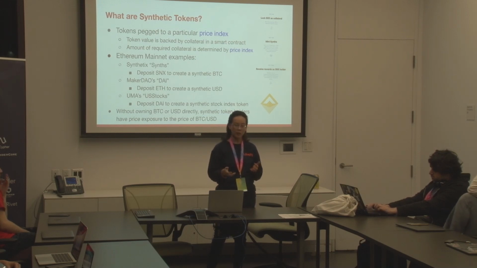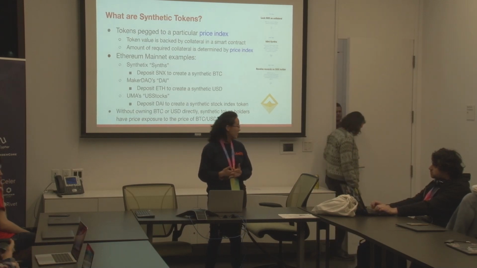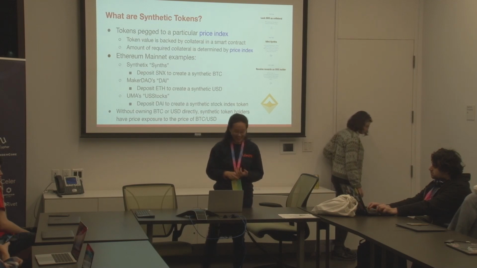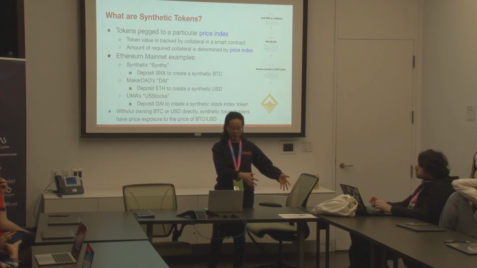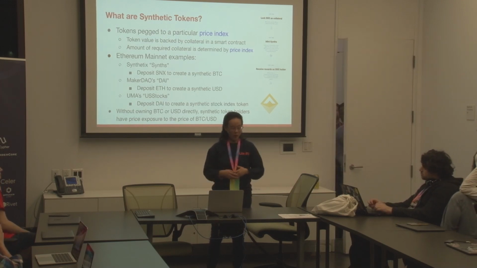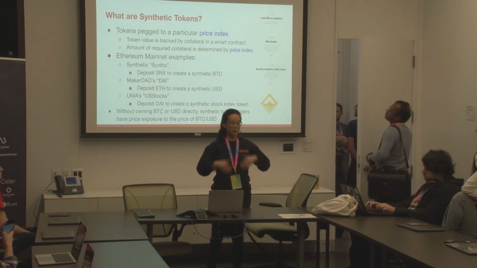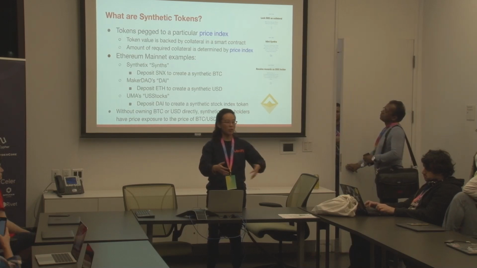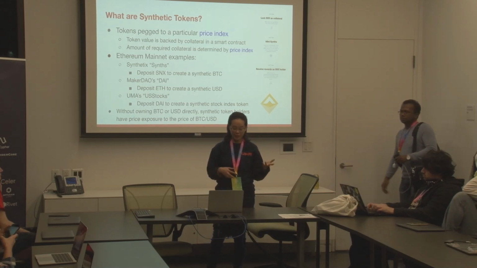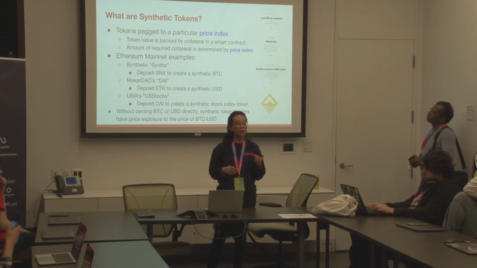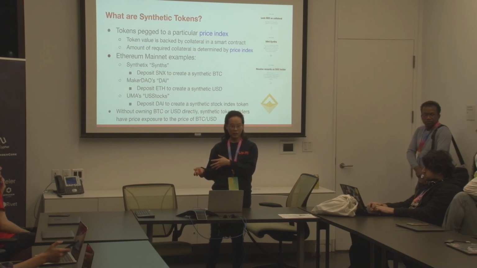And so we've actually seen a couple of examples of synthetic tokens before on mainnet. Some of you might be familiar with Synthetix, which is another platform where you can deposit SNX, which is one kind of collateral, to create a synthetic Bitcoin, for example. Or you might have seen MakerDAO's DAI, where you can open a CDP, deposit ETH, which is a volatile asset, to create a synthetic USD, which is a stable asset. Lastly, UMA worked together with a couple of partners earlier this year to create a US stocks token in which you could deposit DAI to create a synthetic stock index token.